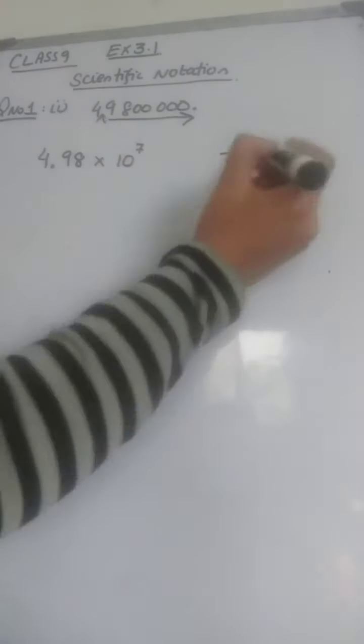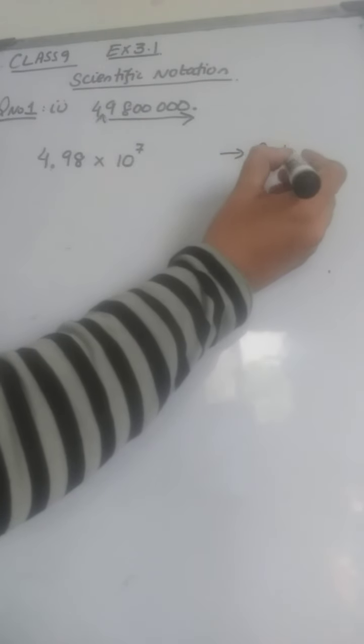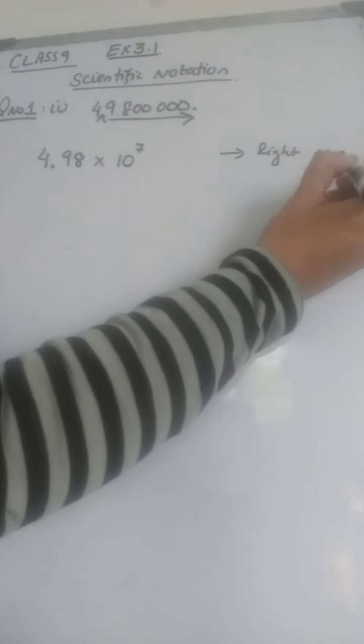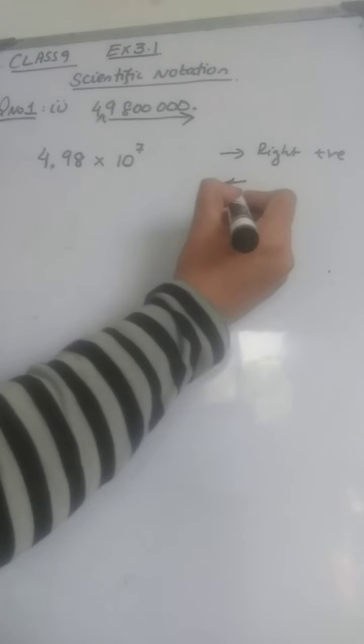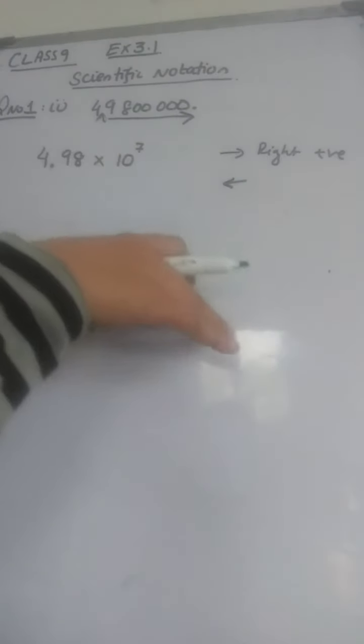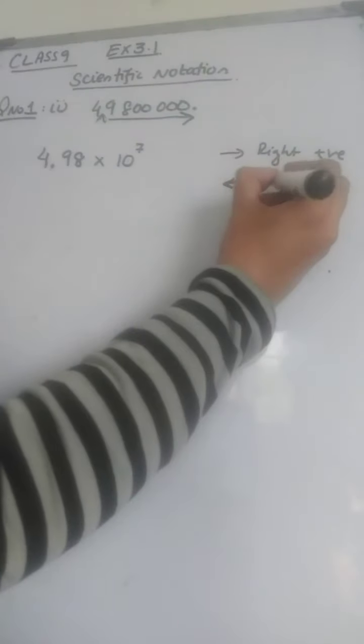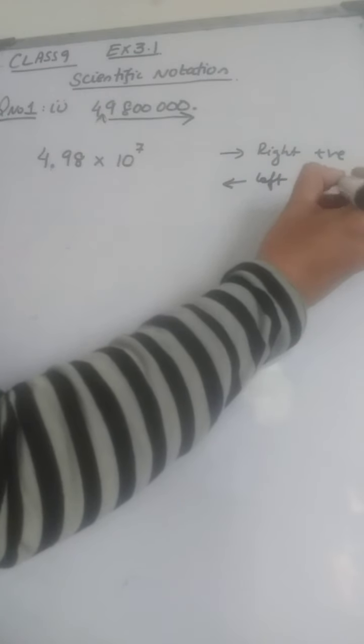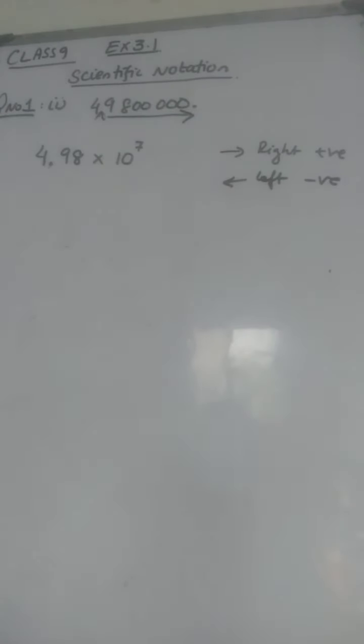If the arrow points towards the right, then there will be a positive exponent of 10. If it points towards the left, as we will do in the next part, you will have a negative power of 10. That will be the way. For example, let me do a number in which the arrow is pointing towards the left side.